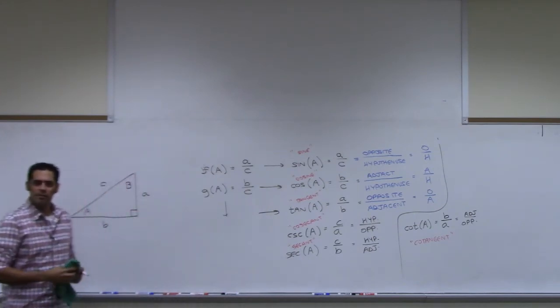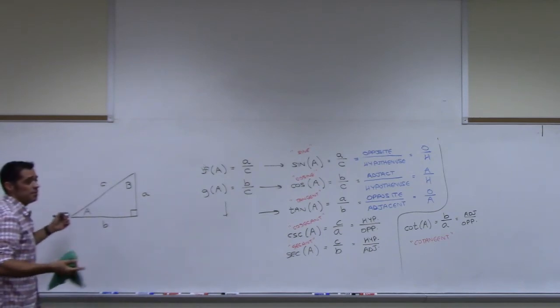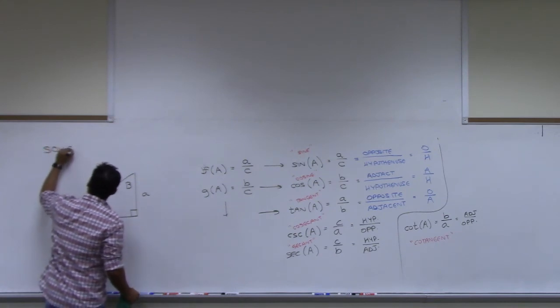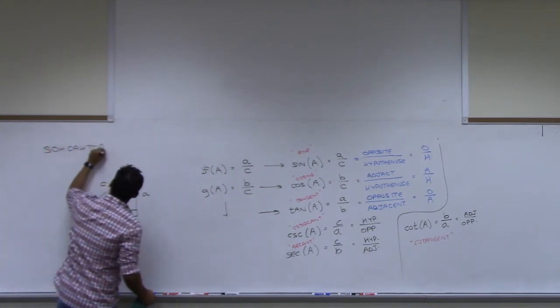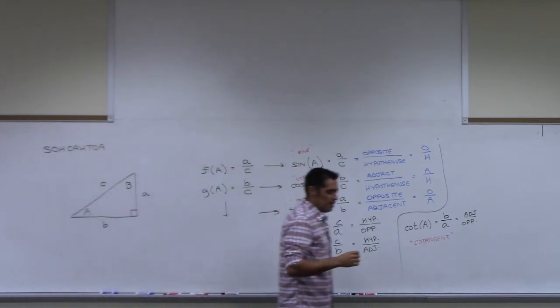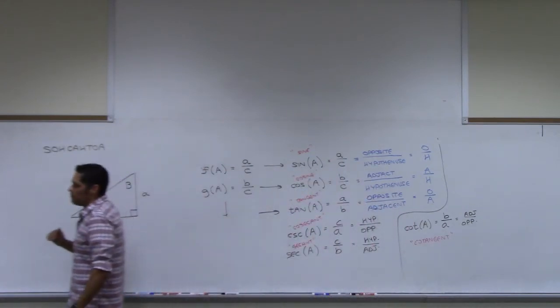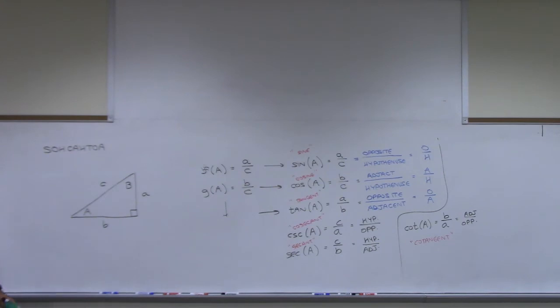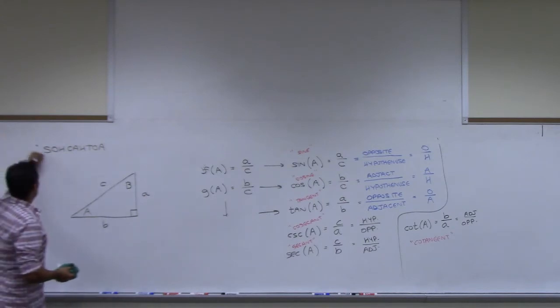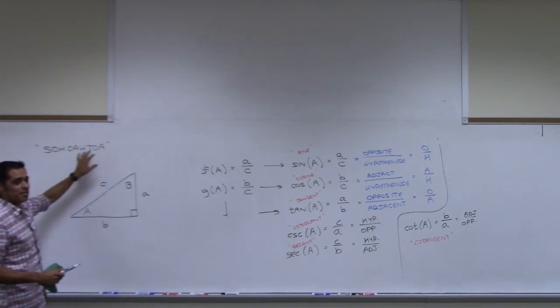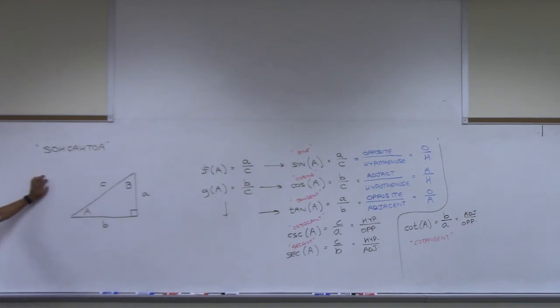SOHCAHTOA? How many of you heard SOHCAHTOA before? Okay, so I'm going to use this because it is very useful. I still sometimes find myself using it. SOHCAHTOA was this Native American girl who discovered right triangles. Her name's SOHCAHTOA. I'm kidding, but that's the story, okay? And her name just so happens to also help you remember the relationship between the trig functions.